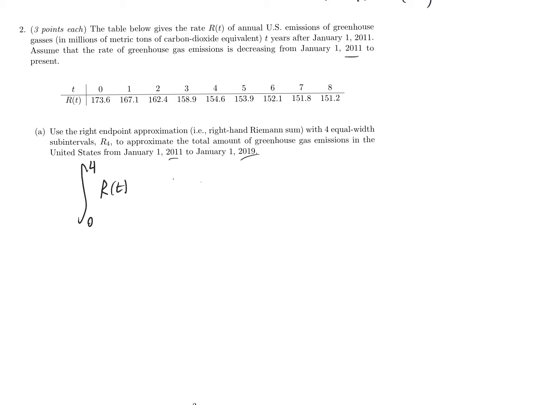Oh, see, I already messed up. It's a good thing we're doing this. I'm not taking the integral from 0 to 4, because what is t when it's 2019? It's 8. So I'm taking the integral from 0 to 8 of r of t. And what is that approximately equal to? It's some sort of Riemann sum. But what goes inside of it? Well, I'm glad you asked.